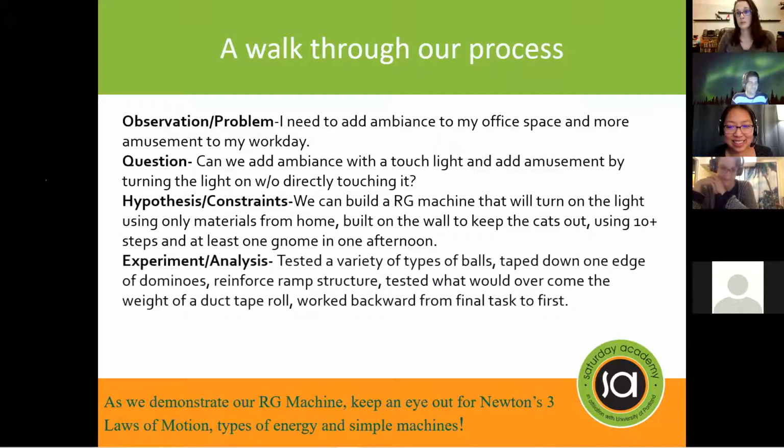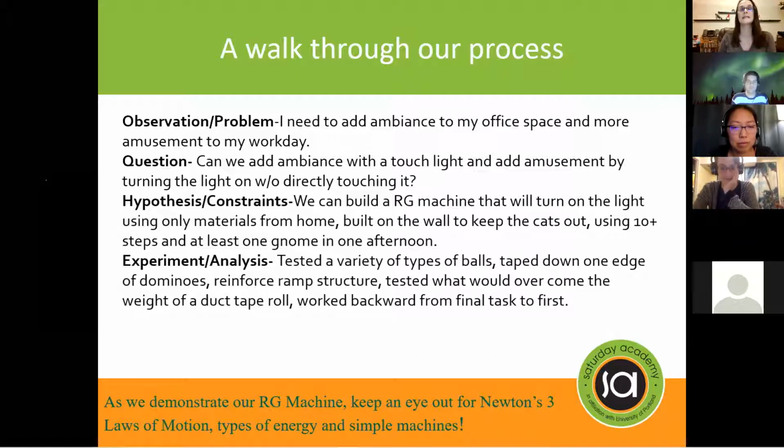So we did a lot of experimenting during that afternoon. We had to test a variety of different types of balls. We had to figure out their weight. A lot of them were very, very bouncy and would not stay on our Rube Goldberg surface. So it was a lot of trial and error there.